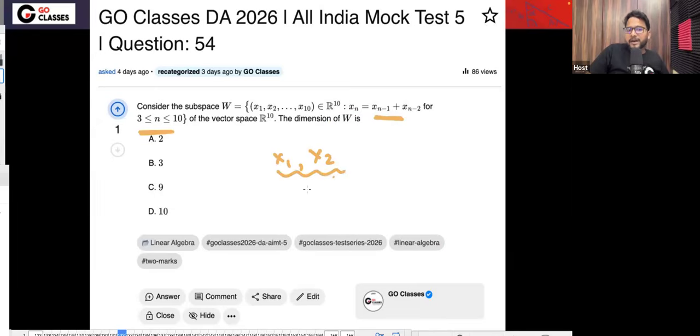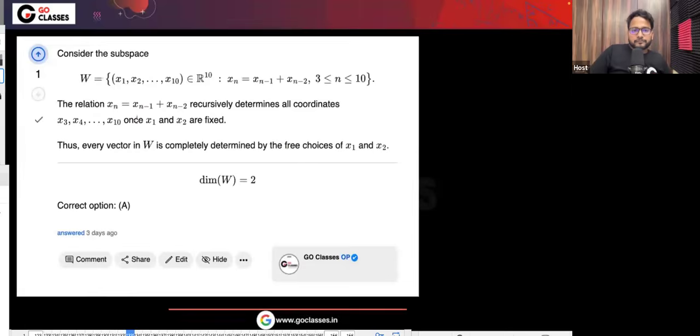These are the only linearly independent ones, at max we can choose, right? So what is the dimension? Only 2. Dimension will be 2. That's a very simple question. Okay. Completely determined by the free choices of x1 and x2. So dimension will be 2.